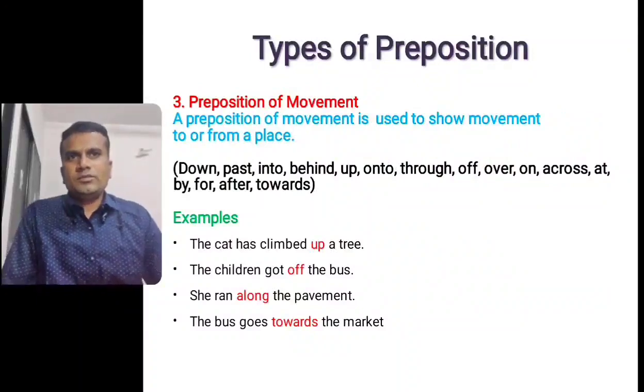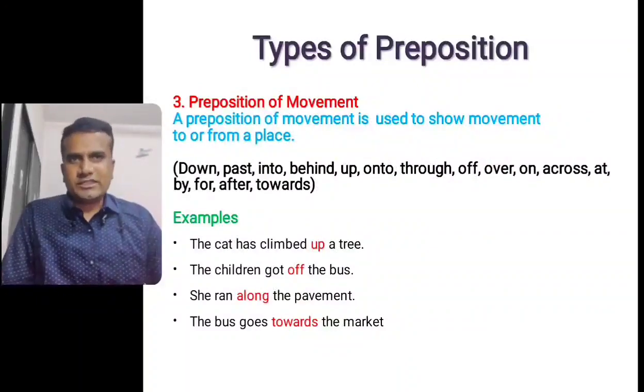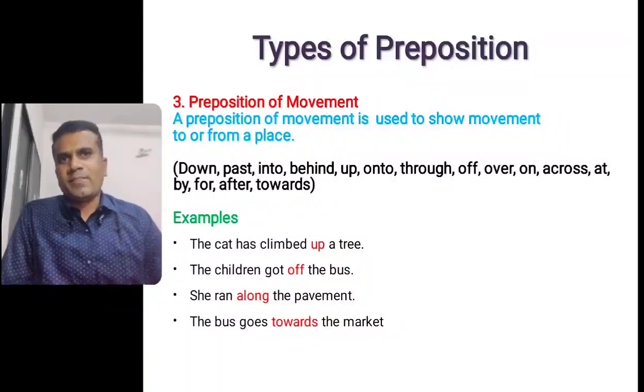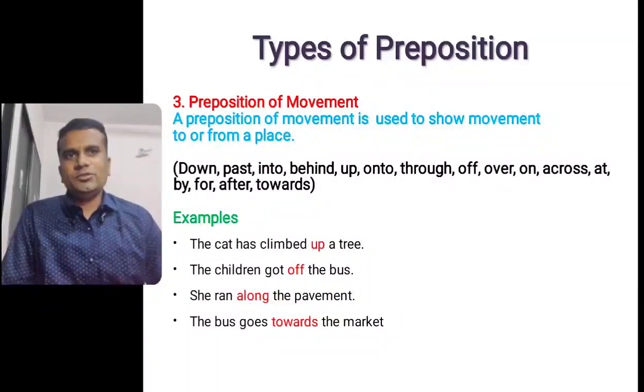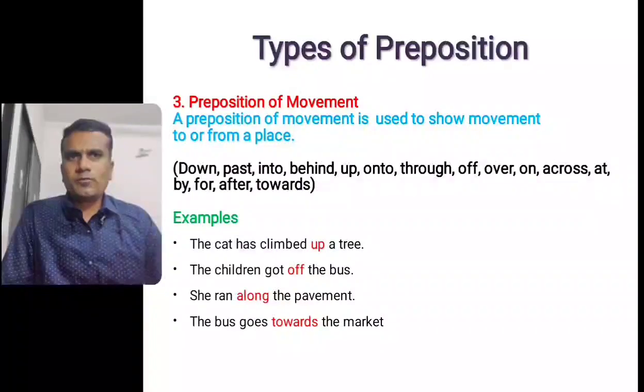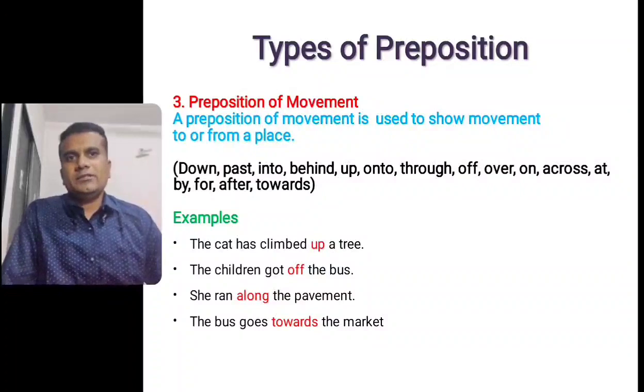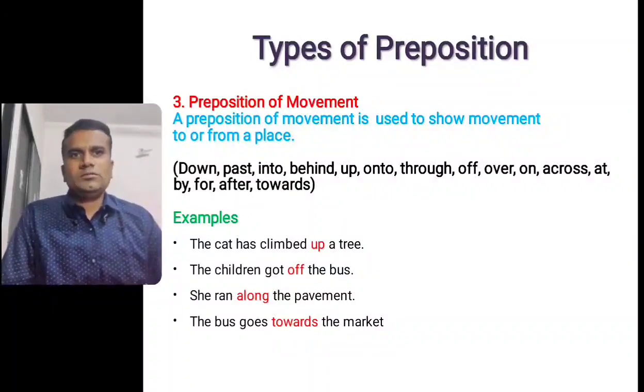Now the third type of preposition is preposition of movement. A preposition of movement is used to show movement to or from a place. The list of preposition of movement is given in the bracket. Down, past, into, behind, up, onto, through, off, over, on, across, at, by, for, after, towards. See, these are the prepositions of movement.